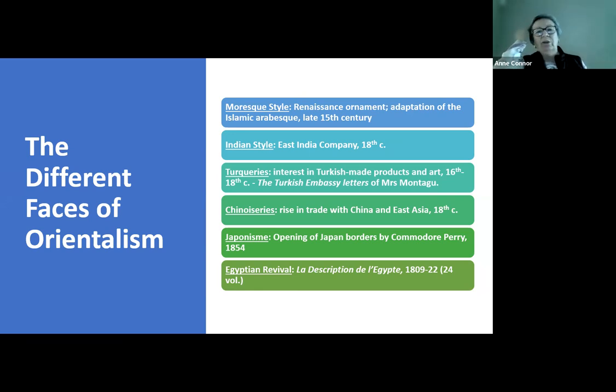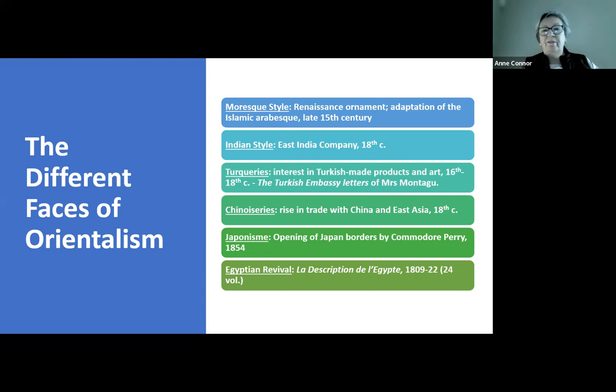Japanese style came later because it had to wait for the opening of Japan's borders by Commodore Perry in 1854 and then later by the British. But from that time on, the trade between Japan and the rest of the world became quite important, and suddenly people had access to Japanese porcelain, Japanese art, and Japanese prints, which became a very influential means for the Impressionists, for example, and post-Impressionism.